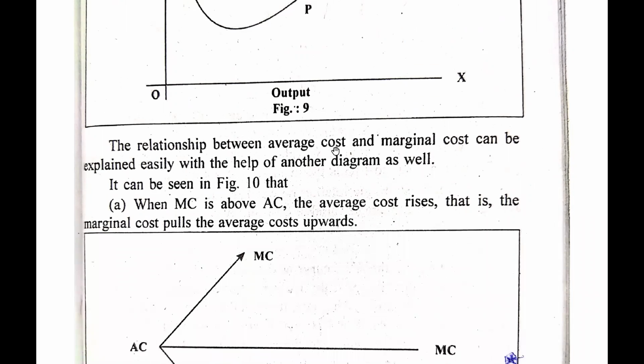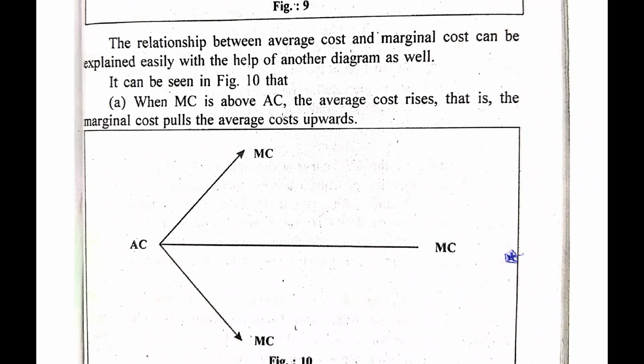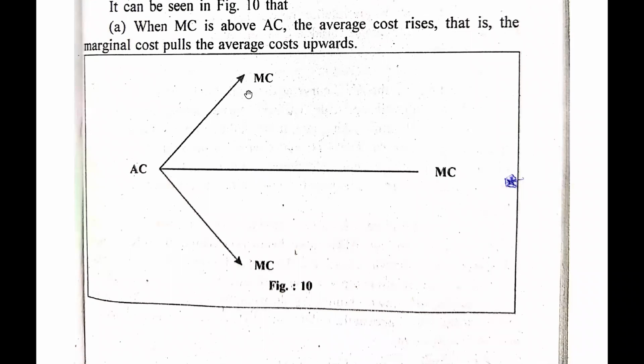The relation between average cost and marginal cost can be explained easily with the help of another diagram as well. It can be seen in figure 10 that when marginal cost is above the average cost, the average cost rises, that is, the marginal cost pulls the average cost upwards. Here this is the marginal cost and this is the average cost. As the average cost declines, marginal cost also declines, but it stays below the average cost. And as the average cost increases, marginal cost also increases and stays above the average cost.